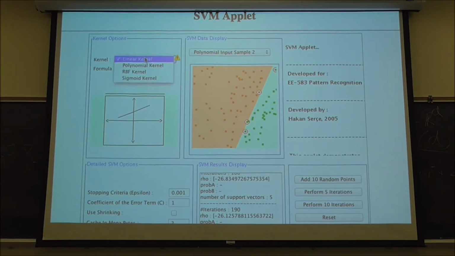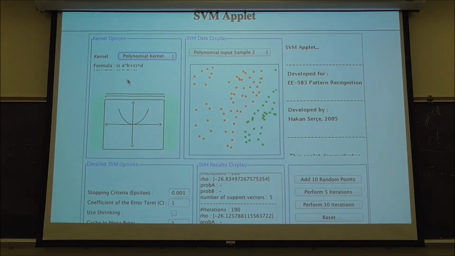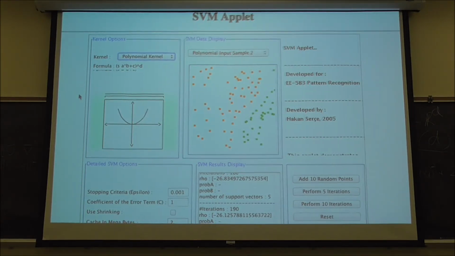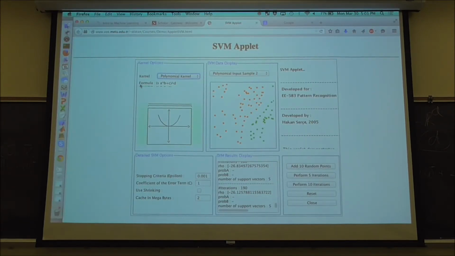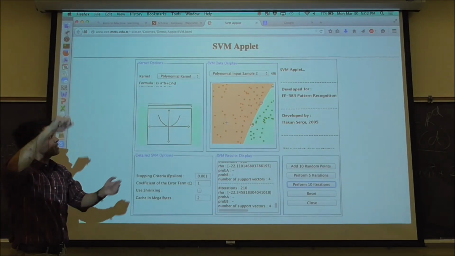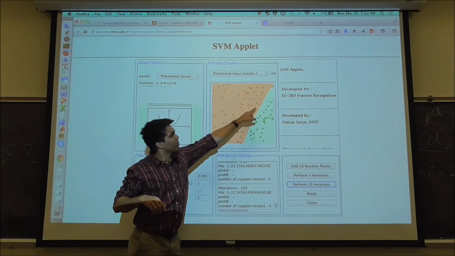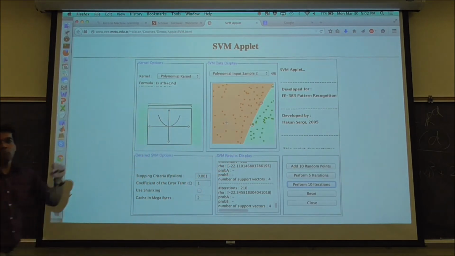Right? But I can use, for example, a polynomial kernel. So I can use a polynomial kernel of degree 2, and now it corresponds to linear in a quadratic space. So this was x1 and x2, right? I can project it to a high-dimensional space. It's linear in that space, but you see this curve here. So it's learning a polynomial decision boundary in this original space.